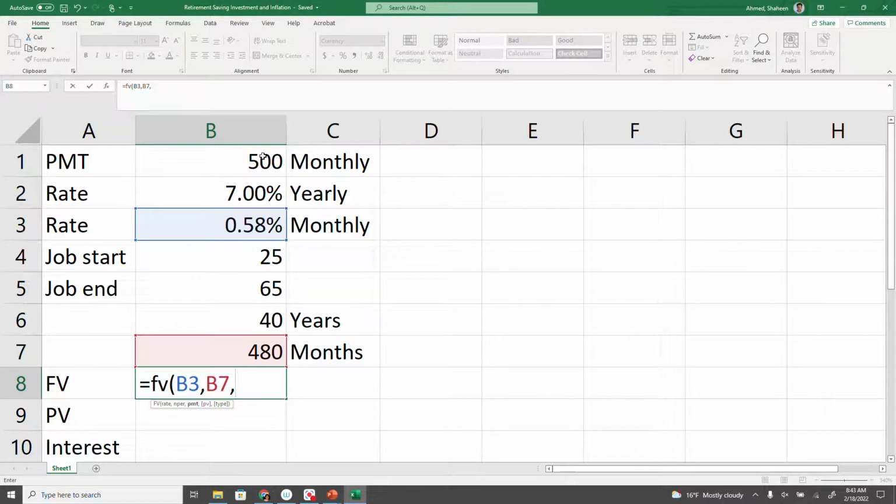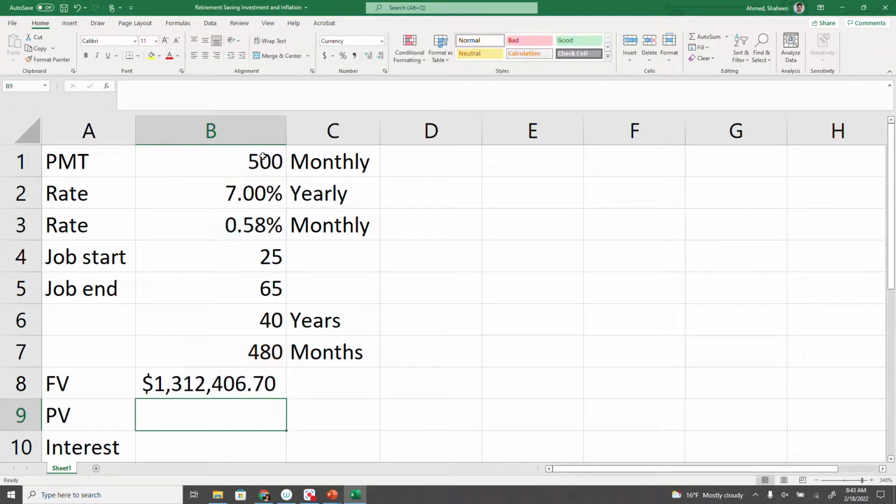Now, if you want to see the positive value, you have to use a negative before that, because Excel gives you the opposite. There is no present value of this investment. There is nothing in the account, let's say you start with 0. So you'll be getting about $1.3 million after 40 years at that 7% rate.